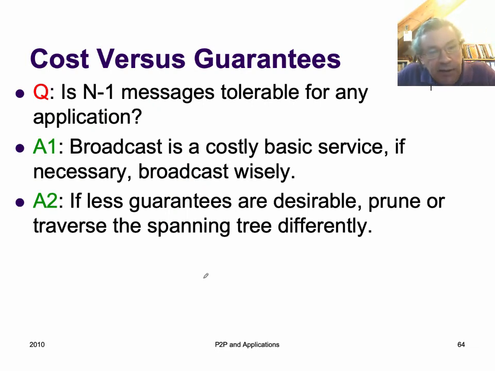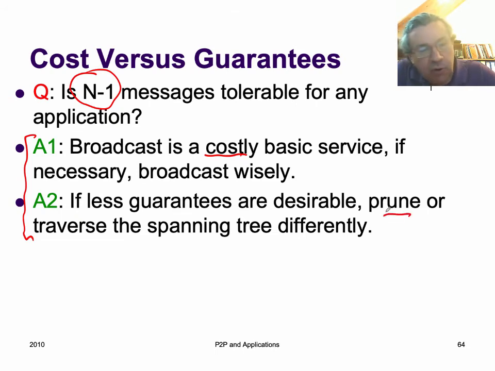Of course, the broadcast will take n-1 messages. This is normal. We're sending to n nodes. So in any case, that could be too much. It still may be a costly service, broadcast, because each time you send a broadcast, you will be sending n-1 messages. Okay, so this is a question that still remains. We're not solving this issue, but broadcast remains a costly basic service. So we could actually prune or traverse the spanning tree in a different way if you want to reduce, to only look at a subset of that.